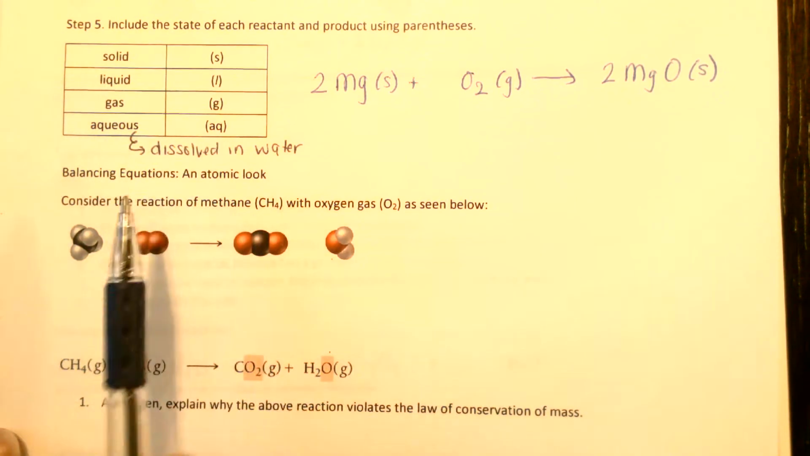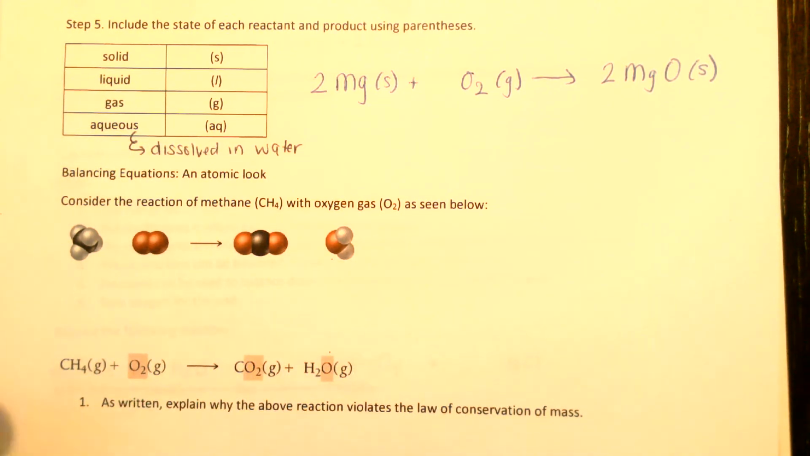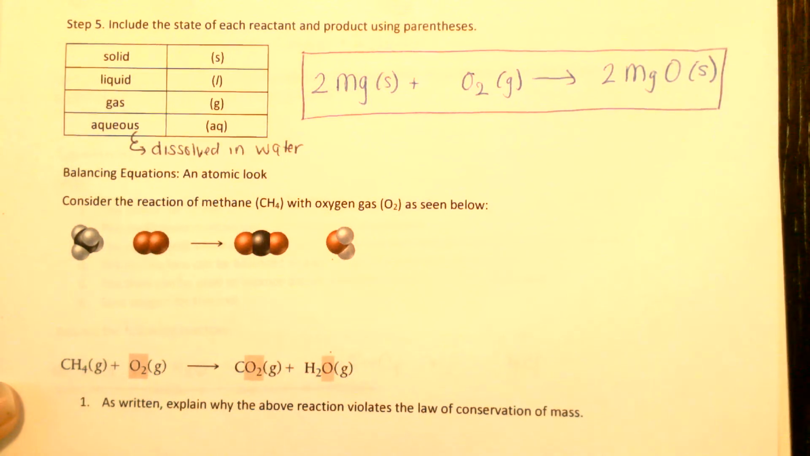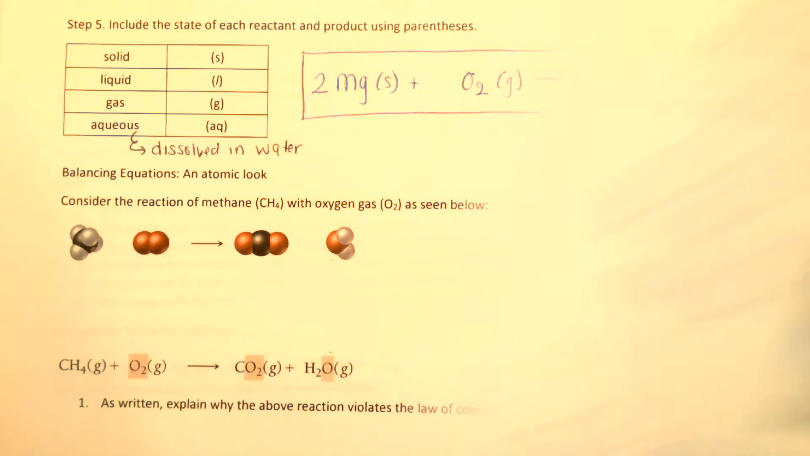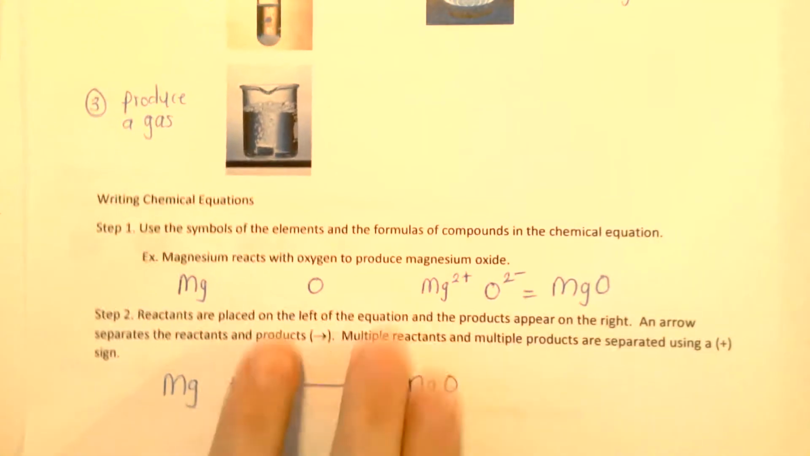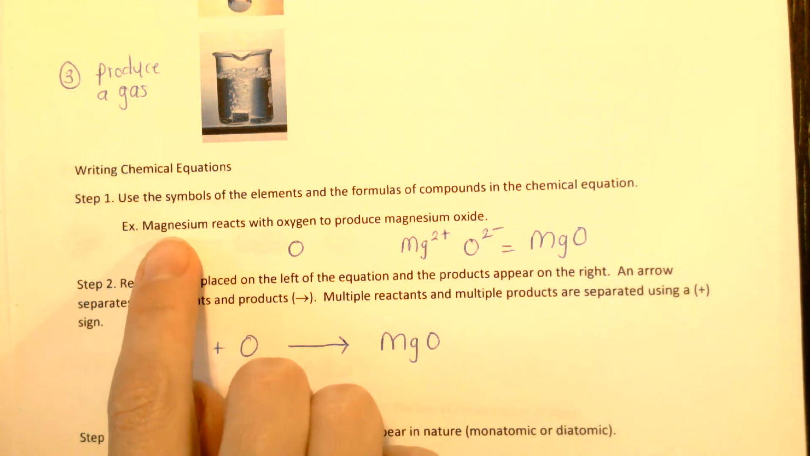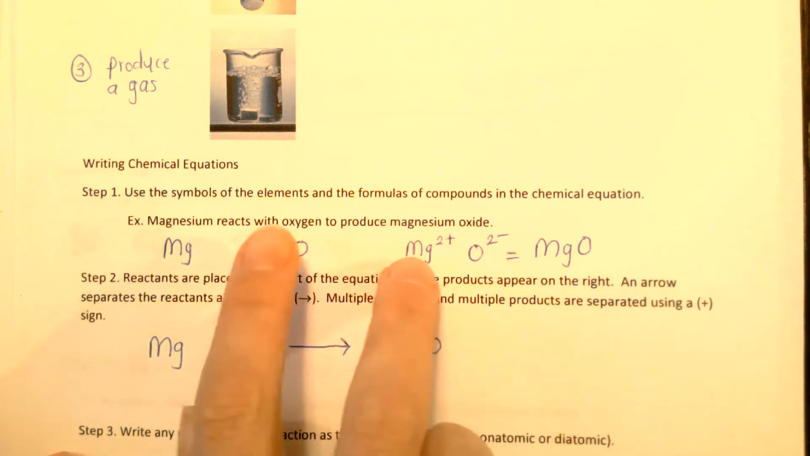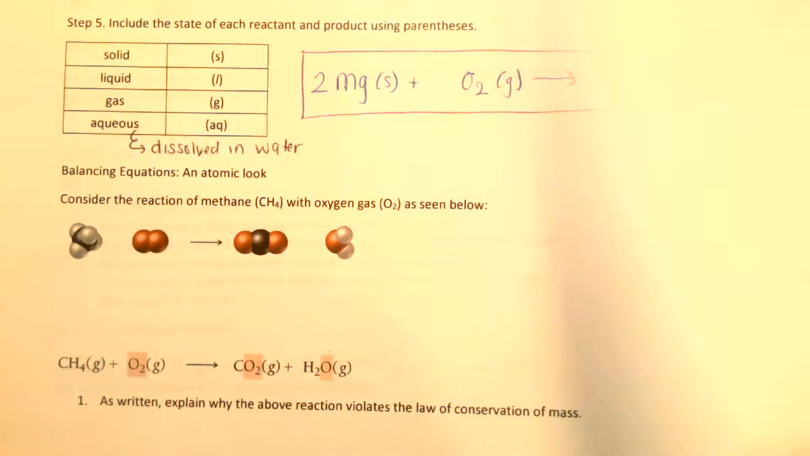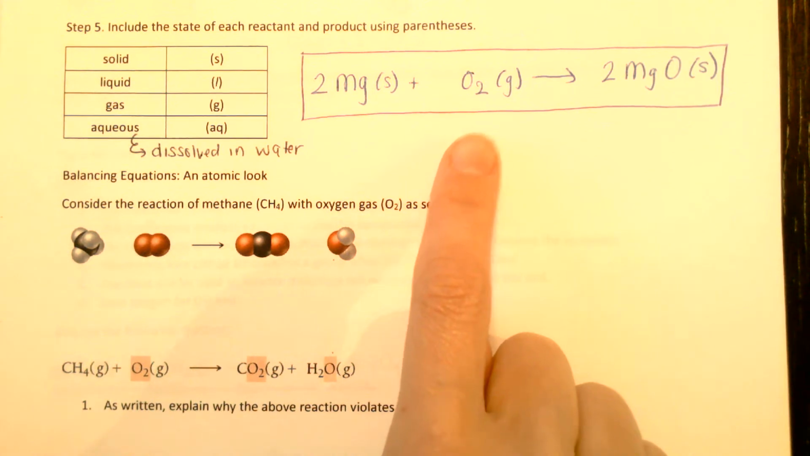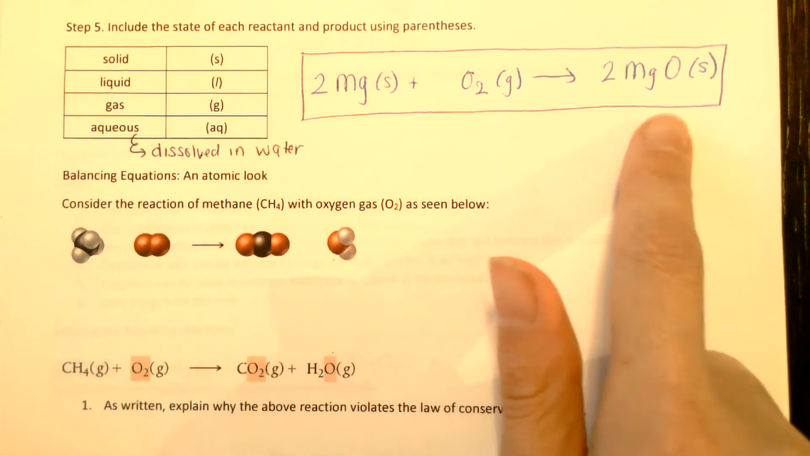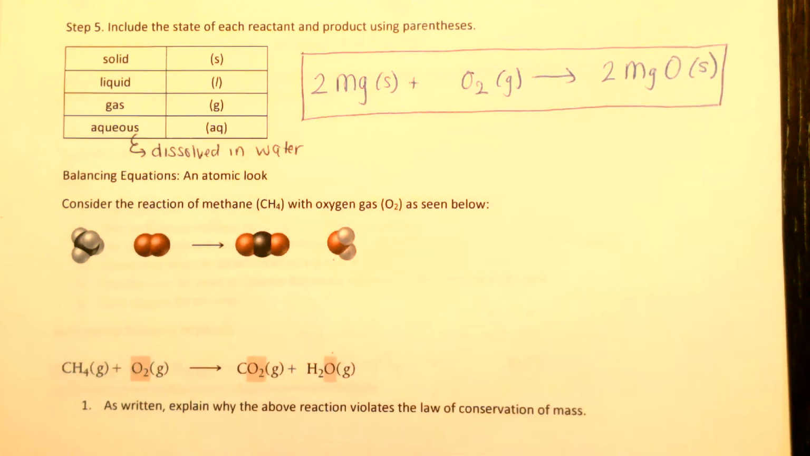Okay, so that's the 5 steps. This here, we're going to put a nice box around. This equation represents that very first initial statement we had, where it says magnesium reacts with oxygen to produce magnesium oxide. So we took that statement and turned it into this chemical equation, balanced with the conservation of mass, where the elements are represented on each side, and we've then included their states.